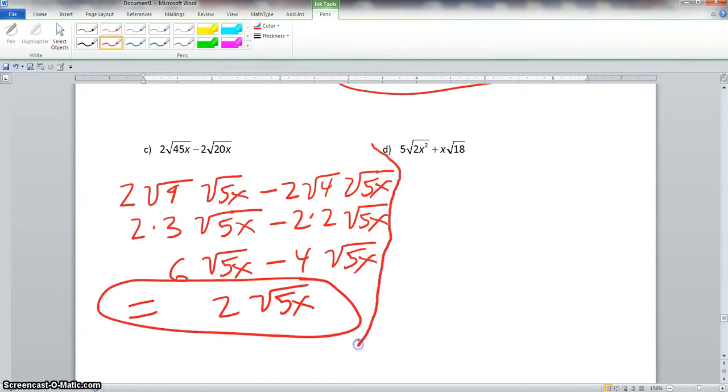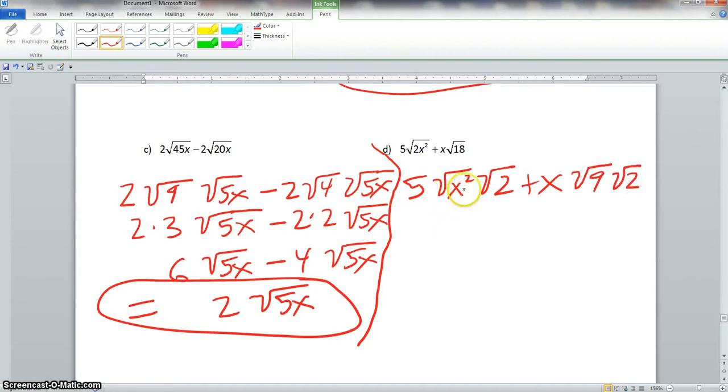Now we come over here to D. Now we do the same thing here. The only perfect square that we have with the square root of 2x squared is that x squared, plus x. The highest perfect square in 18 is 9.